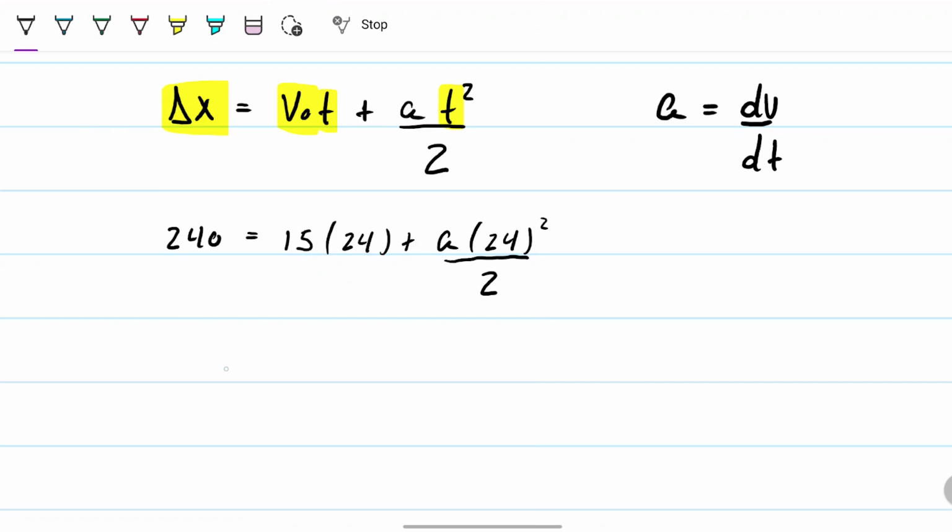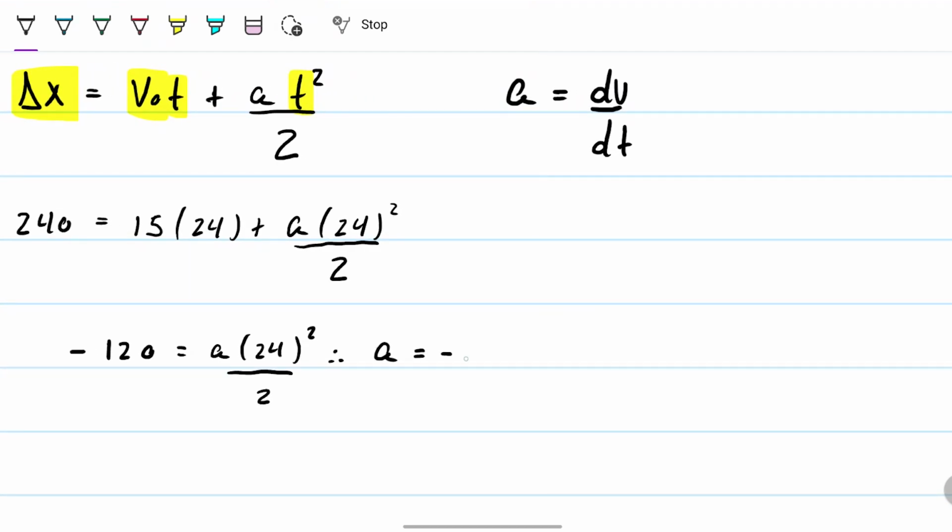So this means that minus 120 will be equal to my acceleration times 24 squared over 2, which means that my acceleration will be negative 0.4166666 forever. So go ahead and approximate this guy to 7 right here. Okay, and that is in meters per second squared.